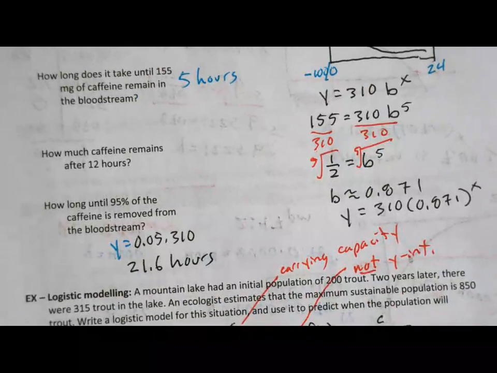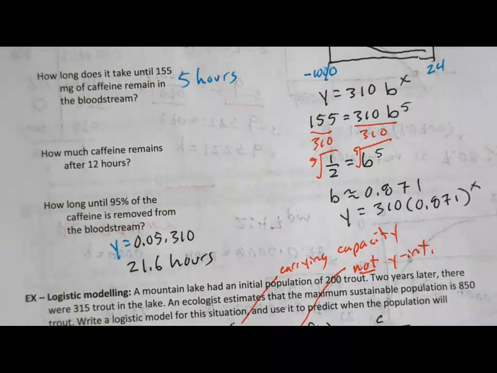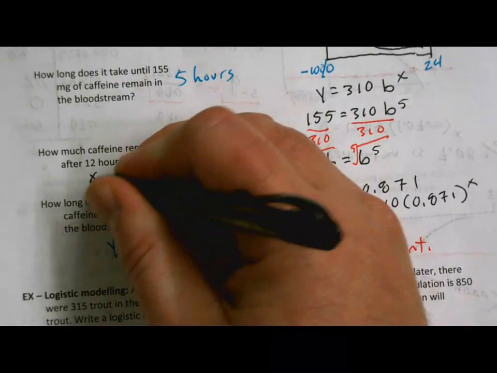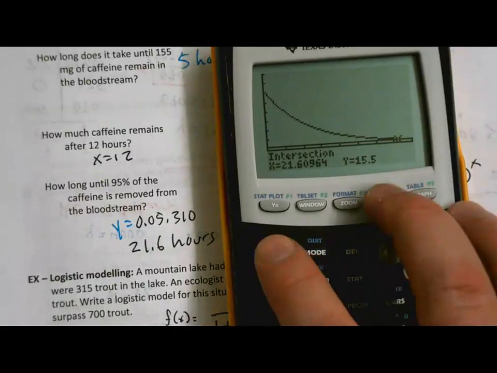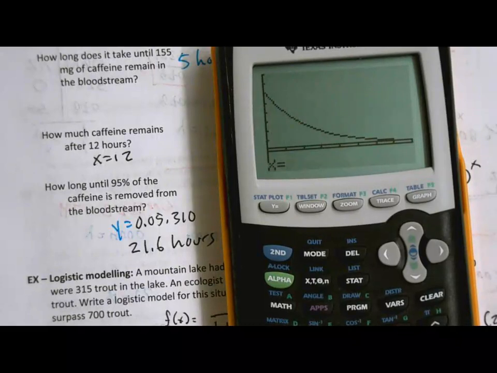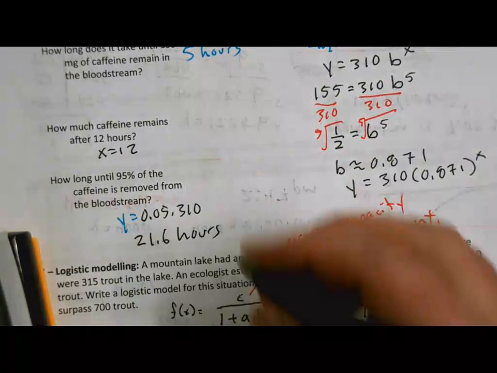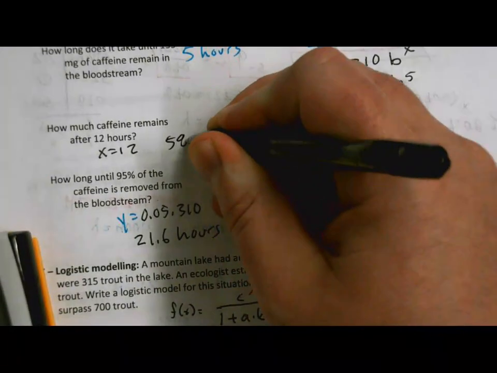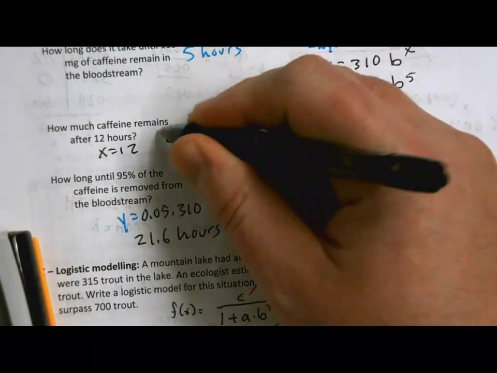And I did not answer the middle question there yet. That would be an x value, right? X equals 12. We know how to put in an x value. Wow, almost 60 milligrams still in your body after 12 hours. It's like a cup of tea.